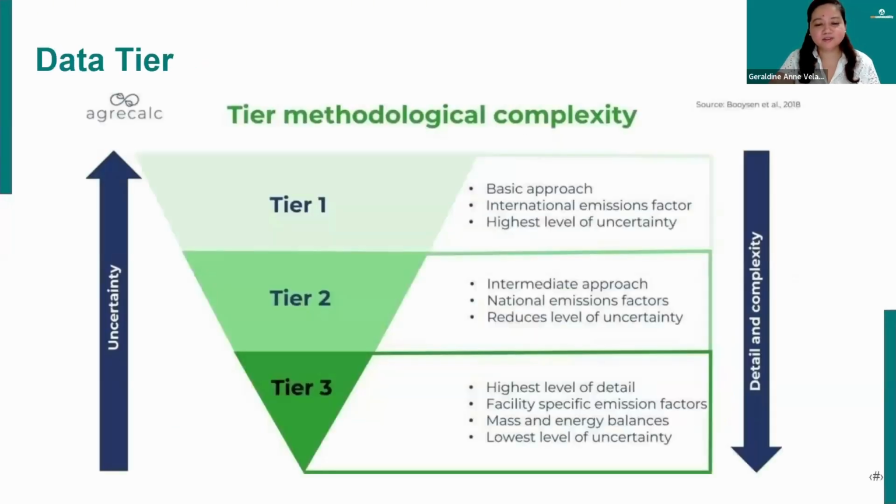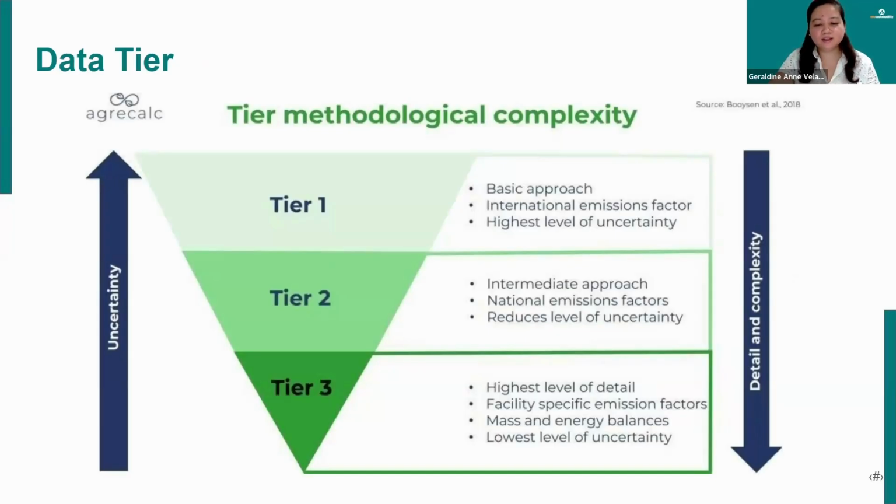The three main uses of data tiers, or different data tiers. First, to assess the reliability of emissions calculations. Tier 1 reflects rough estimates, Tier 2 indicates moderate accuracy, and Tier 3 represents the highest level of precision. This helps show whether results are approximate or close to actual emissions.